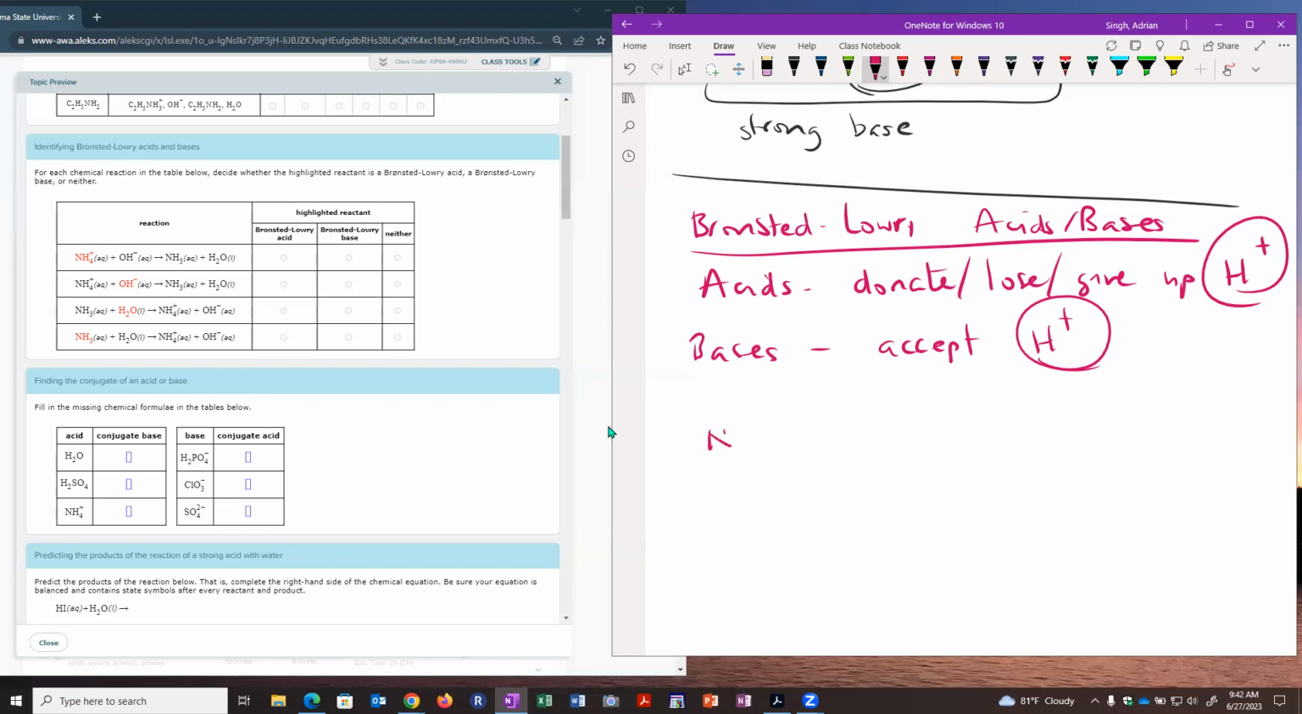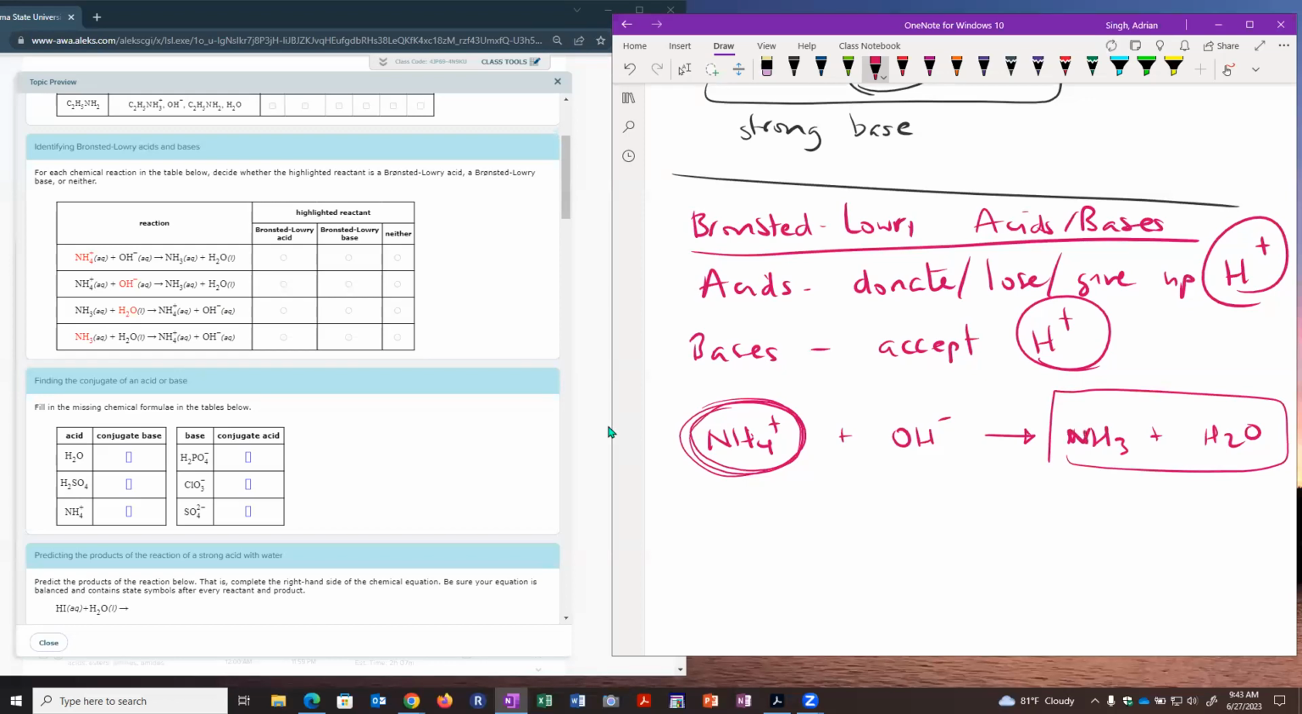So if you take a look at the NH4+ plus OH-, producing NH3 and H2O, right? So this is the thing we're concerned with here. So what you want to do is try to find something on the other side of the reaction that looks really similar to the species in question. And the one that looks similar to it is the NH3.